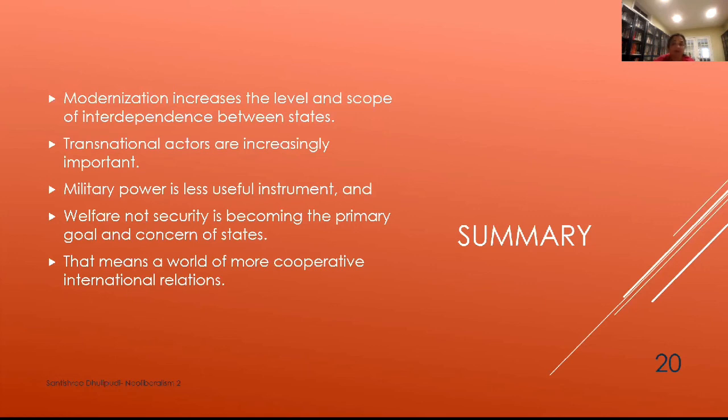That is a very important issue, especially for democracies and open societies. That means a world of more cooperative international relations. This again, is it just cooperative or is it cooperative and conflictual, both going hand in hand?